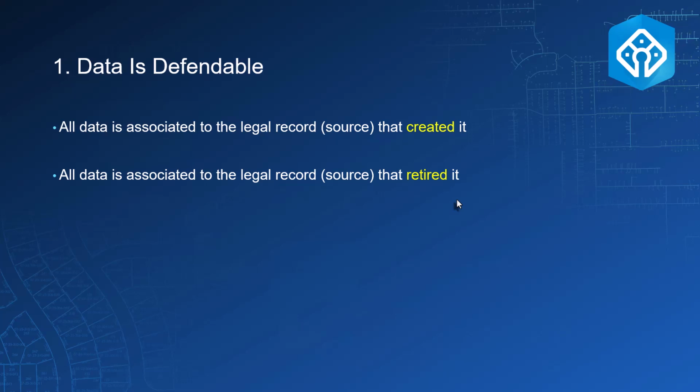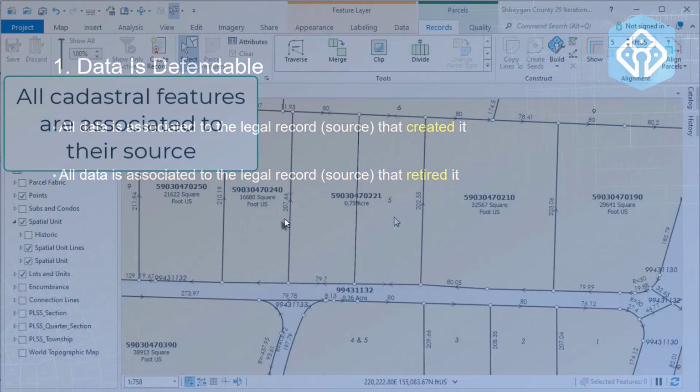You can also publish it using open formats, OGC formats like WFS and so on, or KML, so it can be viewed and interacted with in other types of clients. So here are some reasons why customers adopt the Parcel Fabric. The first reason is that data in a cadastral system needs to be defendable. And we do that by associating all the features to the legal record, the source from which they came, what created it. Another thing we can do is, when a parcel or a line or a point becomes historic, it gets retired, we also know which legal record, which instrument caused it to go historic.